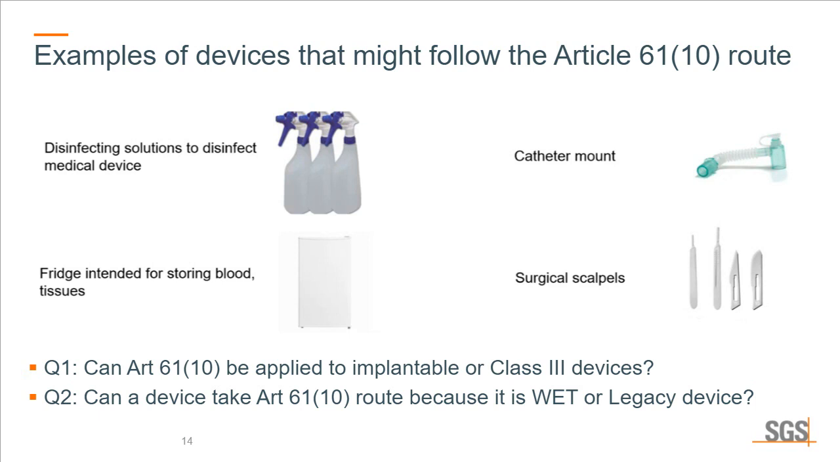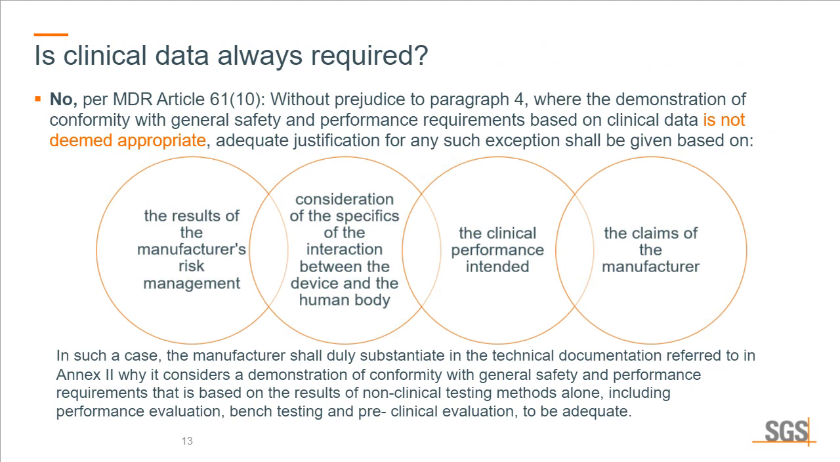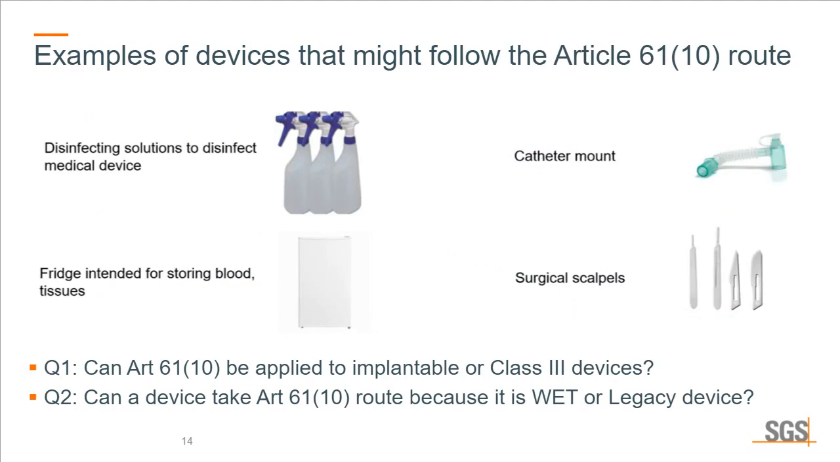So in that sense, we can ask the question, can this route be used for implantable and class 3 devices? And the answer there is clearly no. If I go back to the previous slide, you can see that the text explicitly says "without prejudice to paragraph 4," and paragraph 4 talks about class 3 and implantable devices. So those devices are by definition exempt from this. So all class 3 and implantable devices need clinical evidence, and probably that is not a very big shocker to anyone.